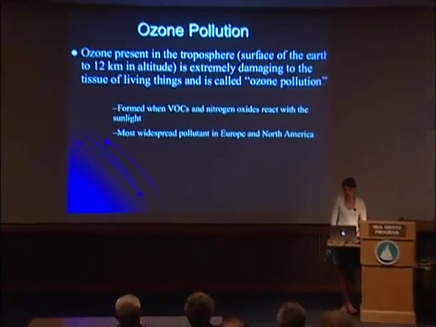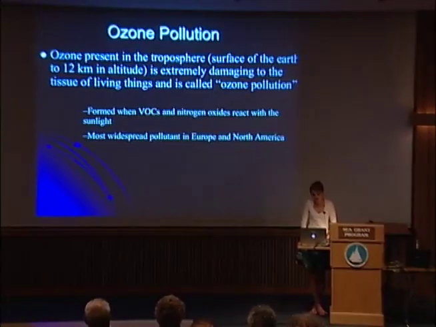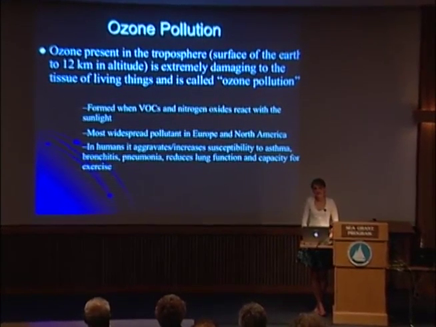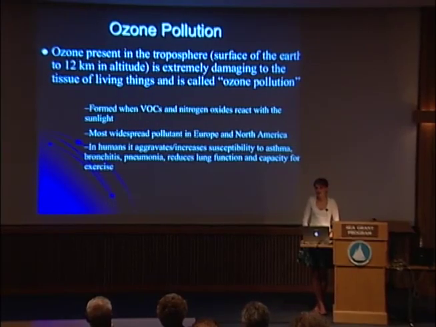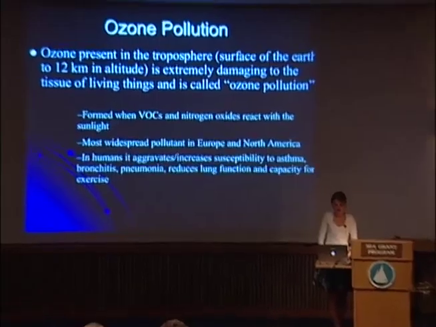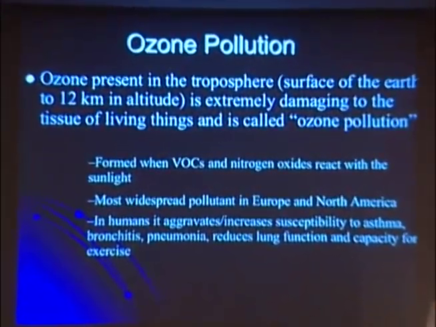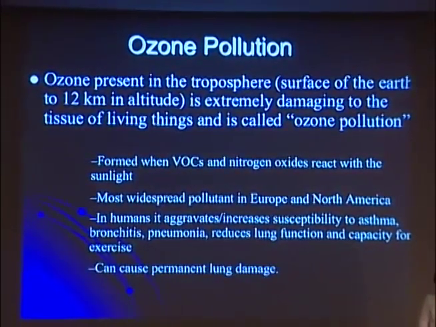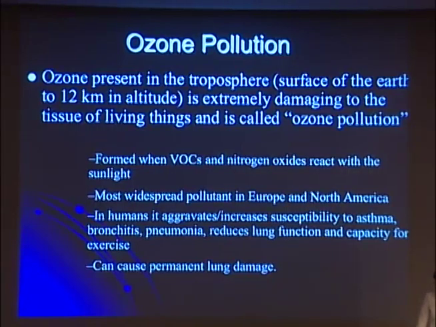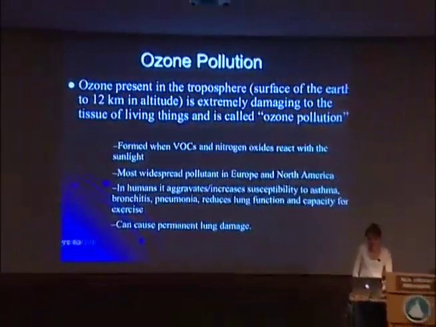And this is called ozone pollution because it's extremely damaging to the tissue of living things. It's formed when volatile organic compounds and nitrogen oxides react with sunlight. And it's the most widespread pollutant in Europe and North America. In humans, it causes a big problem because it aggravates and increases susceptibility to many different lung ailments, such as pneumonia, bronchitis, and it reduces lung function and capacity for exercise.